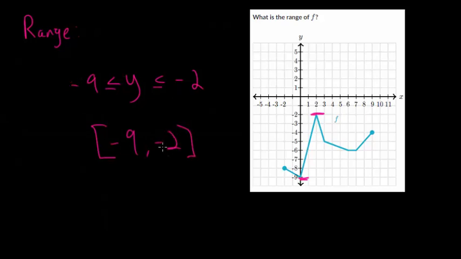But in both of these cases, it includes the endpoints because those endpoints are actually a part of the graph. If there was a hole there, then it wouldn't be included. A hole is generally graphed with like an open circle. But since we didn't see anything like that, we can assume that those lowest and highest values are actually a part of the graph.